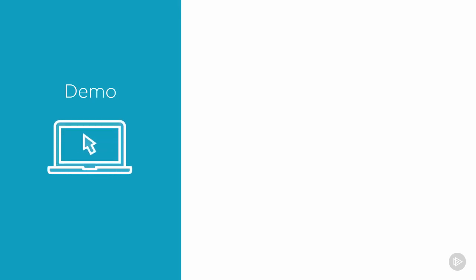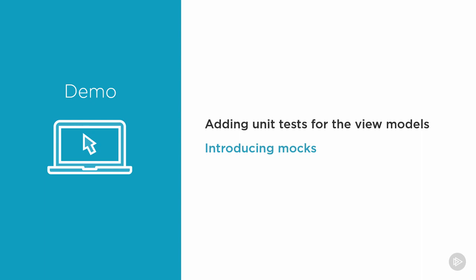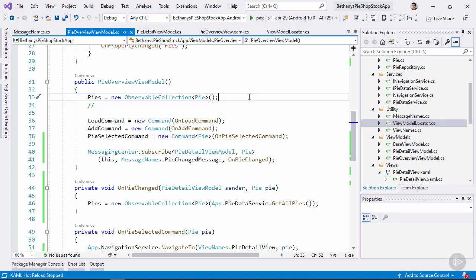Let us now return to Visual Studio for the final demo of this course. I will introduce a unit testing project and we will write some unit tests to test the view models, the center of our MVVM application. We will also need to introduce some mocks, so fake versions of some of the services we introduced earlier. We're going to test the work that we've done so far in some unit tests.